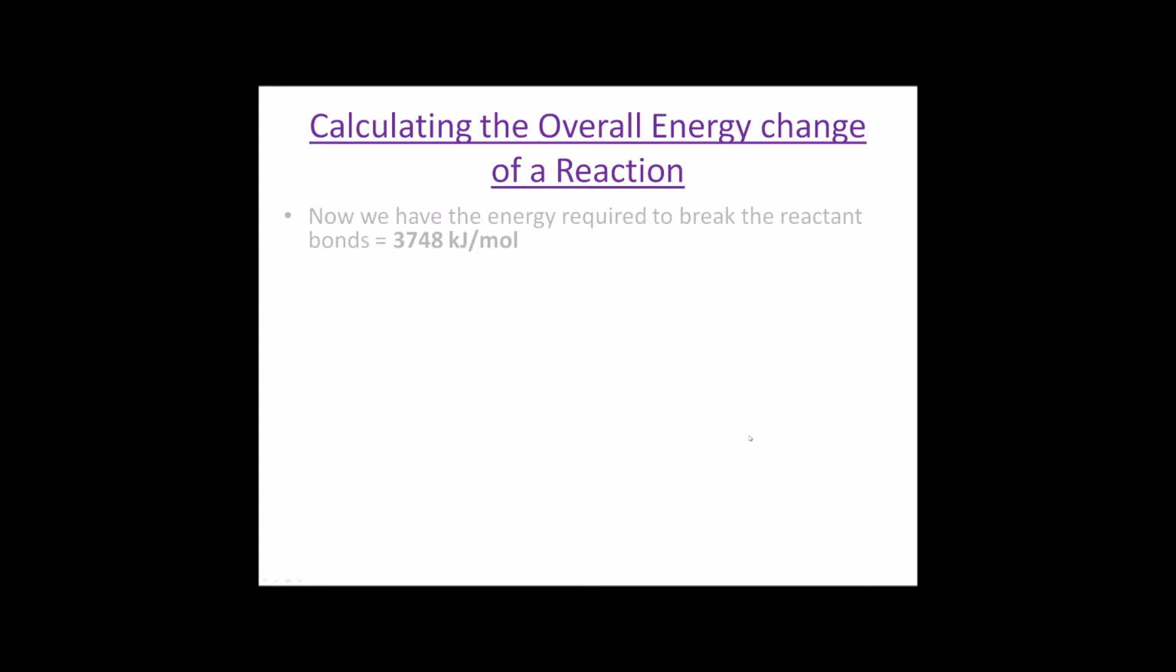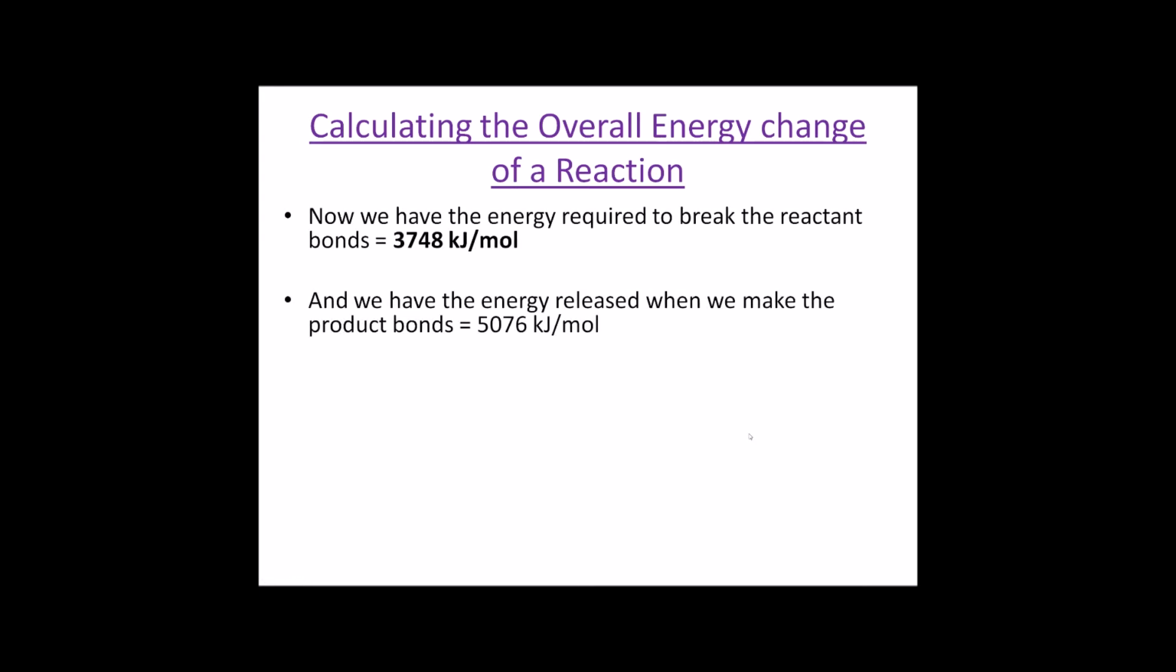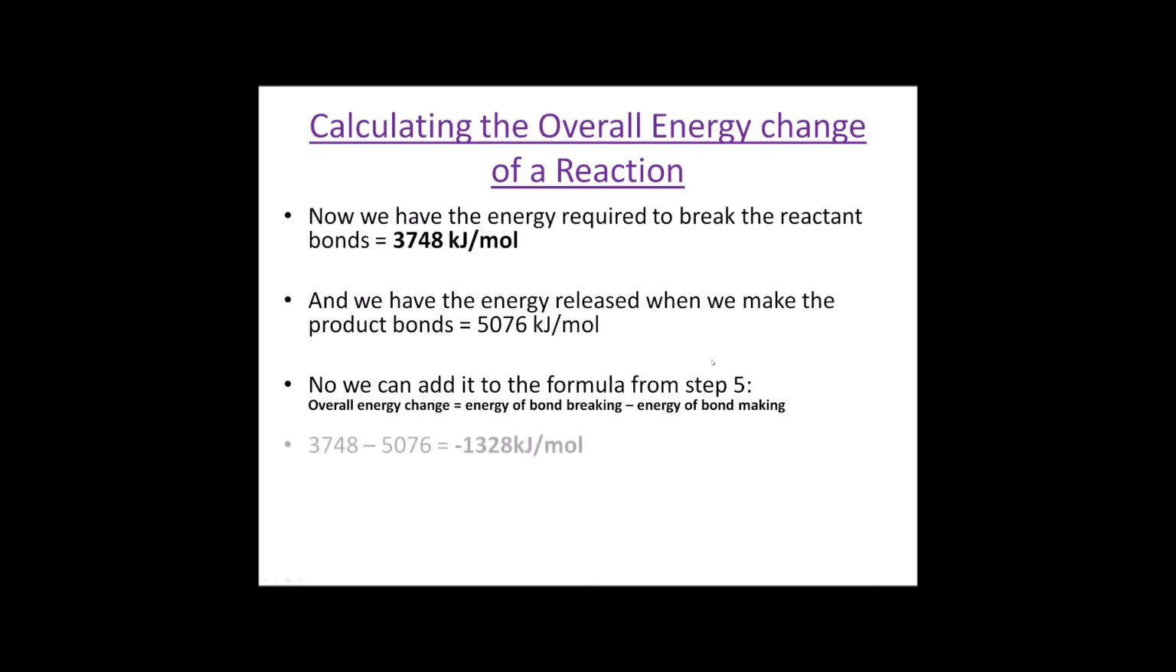Our next step to calculate the overall energy is to take the energy required to break the reactant bonds, take the energy we release when we make our product bonds, and add it into the formula that was in step 5. So we do energy of the bond breaking, which is 3,748, take away the energy of bond making, 5,076, and we get an answer of negative 1,328 kilojoules per mole. The negative shows us it's exothermic, and therefore we know we're right.